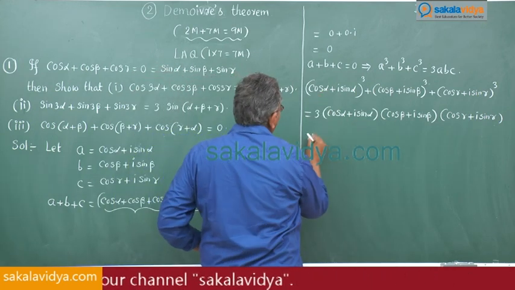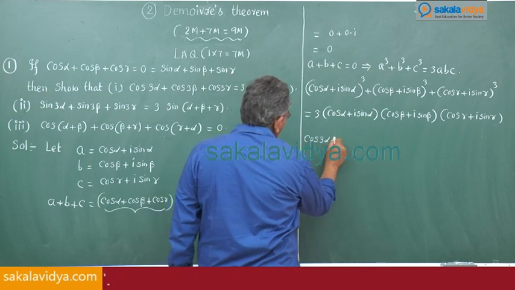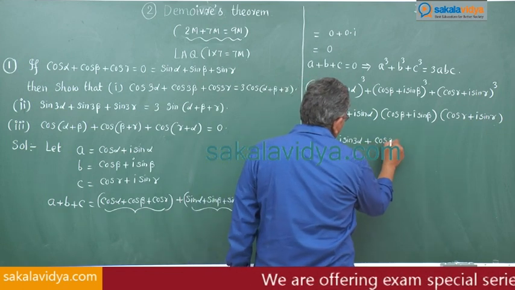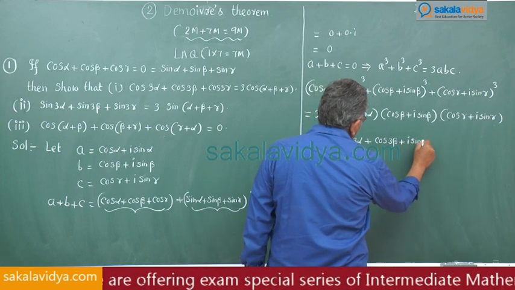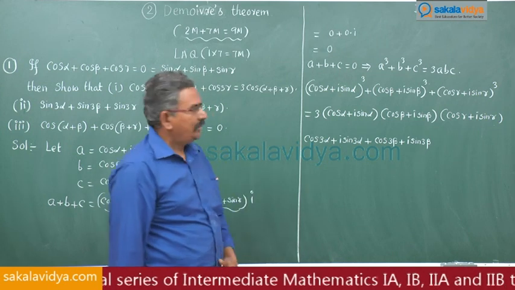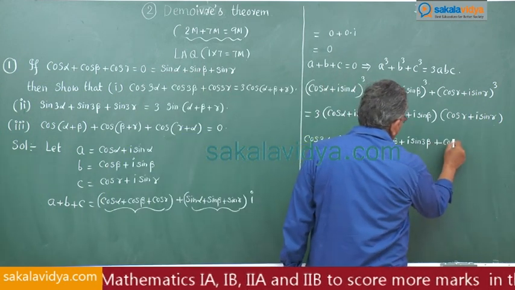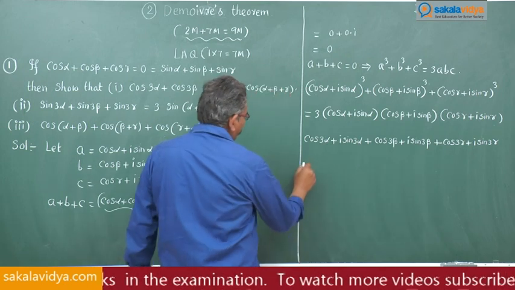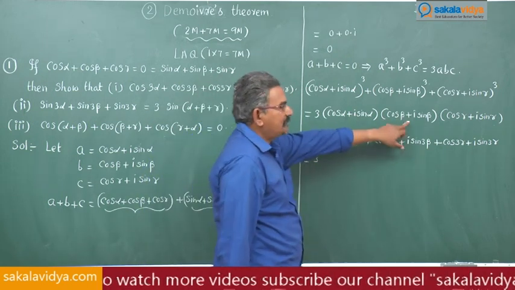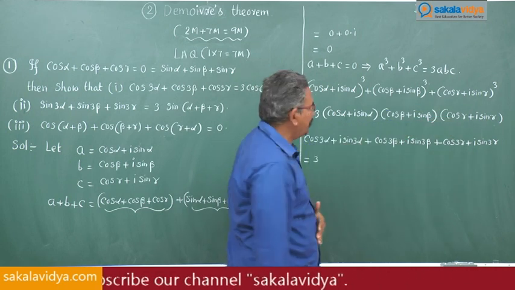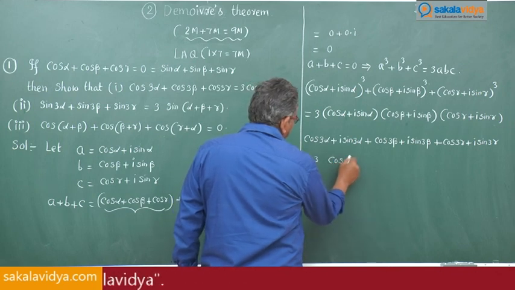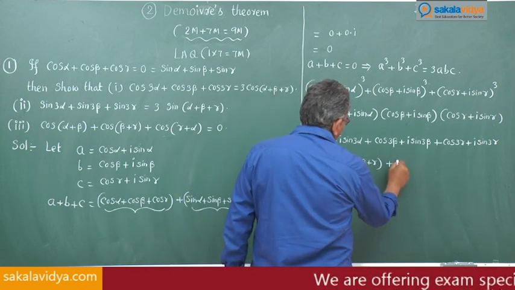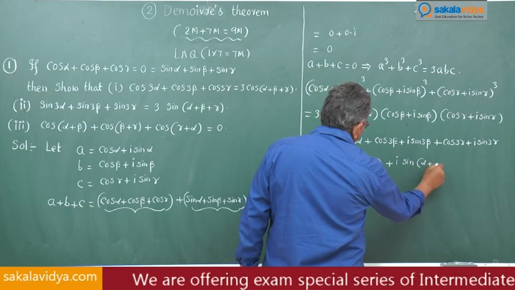So by De Moivre's theorem, each term we can write like this: cos 3 alpha plus I sin 3 alpha plus cos 3 beta plus I sin 3 beta, plus cos 3 gamma plus I sin 3 gamma is equal to this. We can write 3 of cis alpha, cis beta, cis gamma, cis of alpha plus beta plus gamma. This directly we can write cos of alpha plus beta plus gamma plus I sin of alpha plus beta plus gamma.